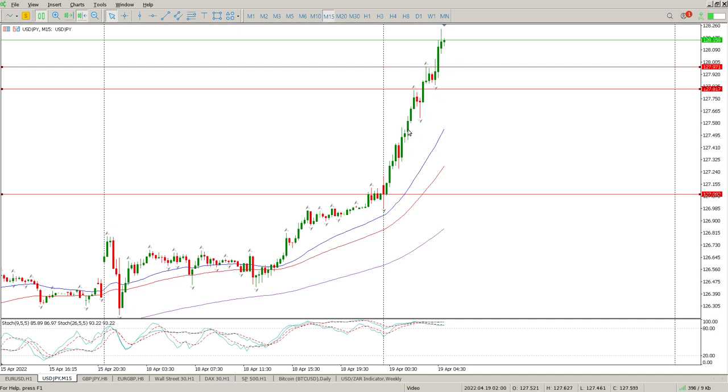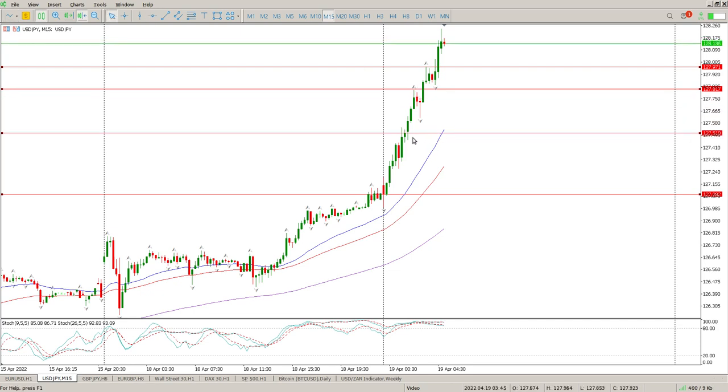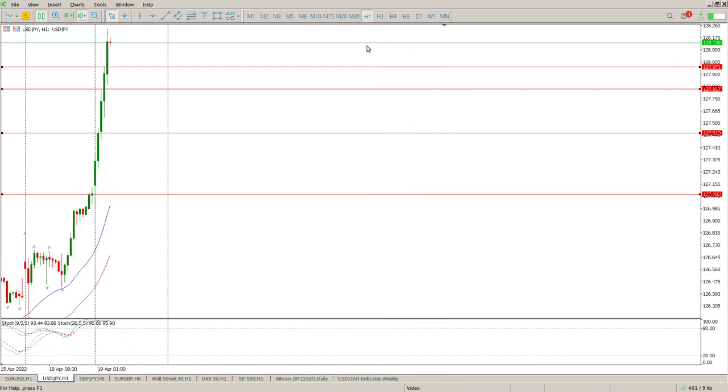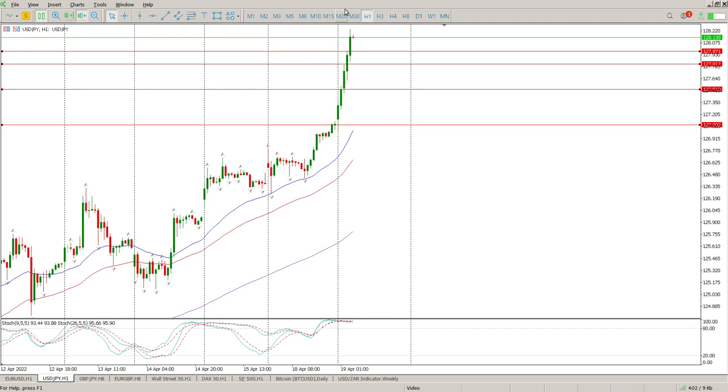There's also a gap here, so pay attention to that as well. That could upset the apple cart. But we're far away from the moving averages, so this is, for me, just stay well away from it until we come back to some structure. You can see how we're going parabolic as well, which is never a good sign.